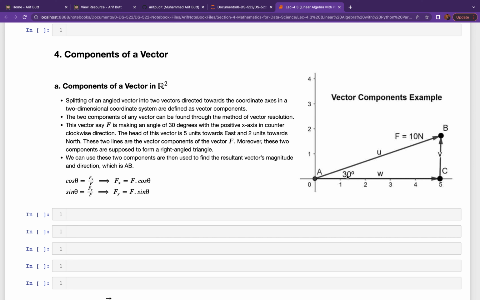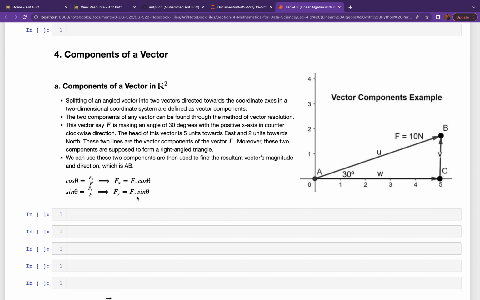And in this figure, the x component of the vector F is Fx, shown as W over here, which is 5 units along the positive x-axis, while the y component of the force F is Fy, shown as V over here, which is 2 units along the positive y-axis. And since this is a right angled triangle, applying trigonometry, we can compute the Fx component, that is F cos theta, and the Fy component is F sin theta.